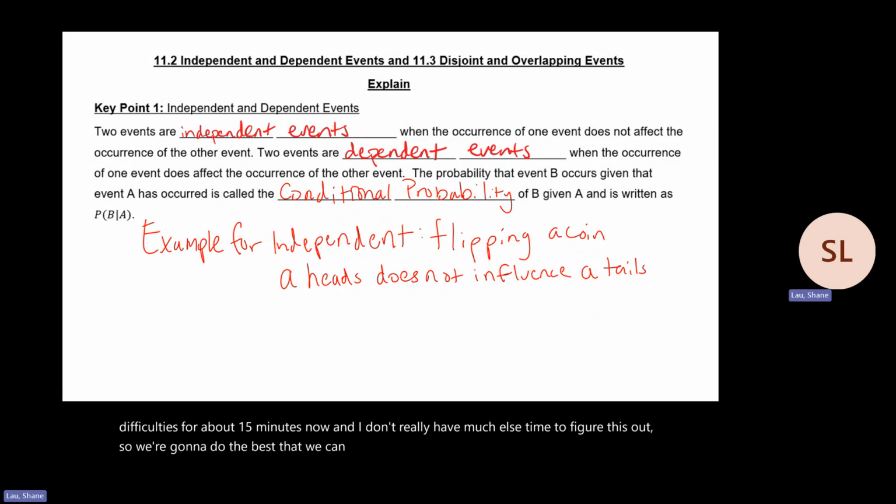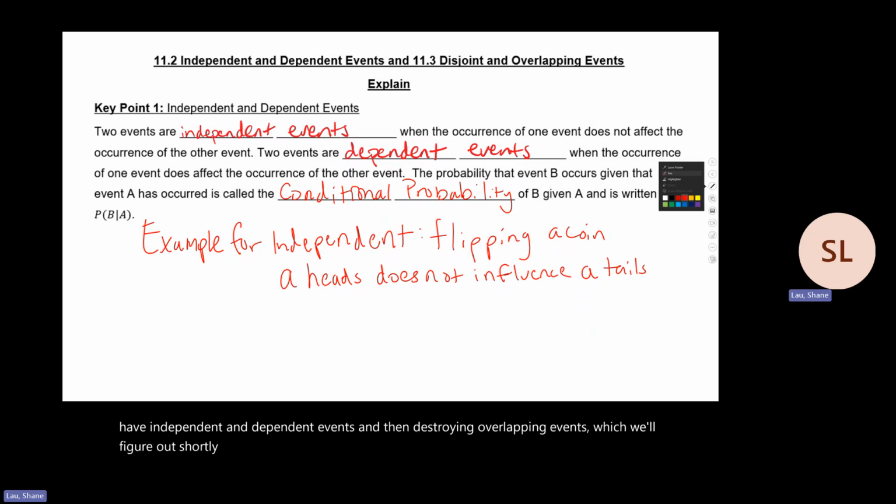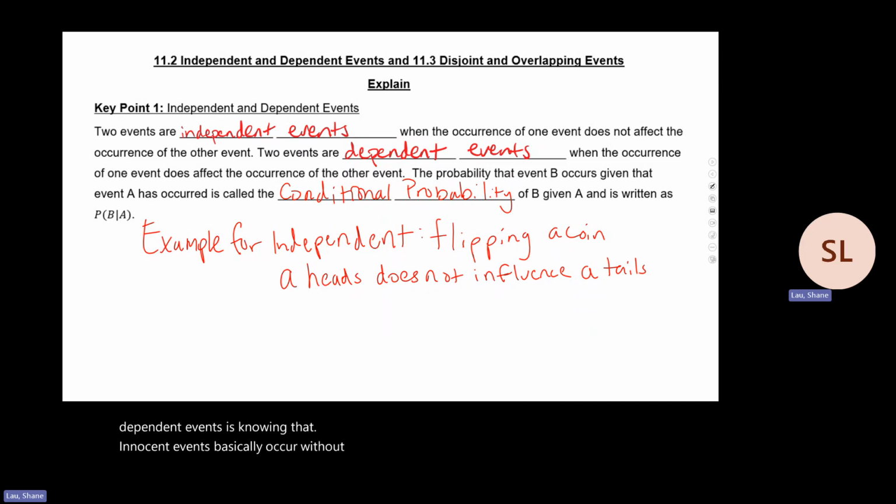But we're going to look at 11.2, 11.3, where we have independent and dependent events, and then disjoint and overlapping events, which we'll figure out shortly. So the key difference you want to know about independent and dependent events is that independent events occur without affecting another one. Dependent events happen basically dependent on something, right? So if one thing happens, then another thing happens. And so that's the idea we want to go with there.